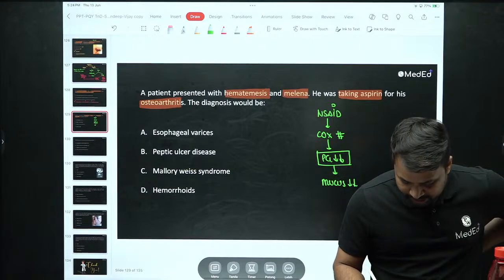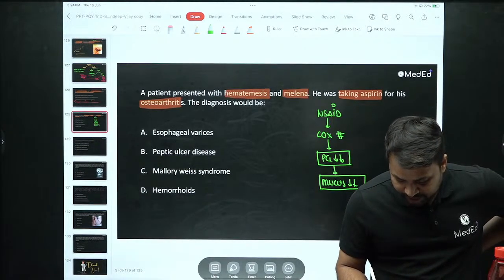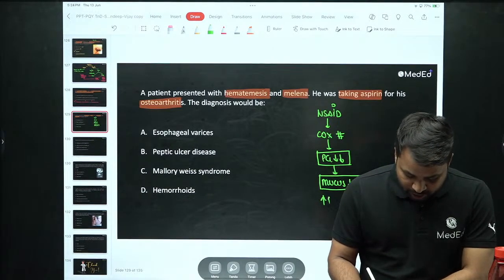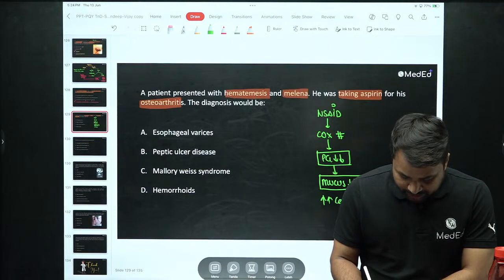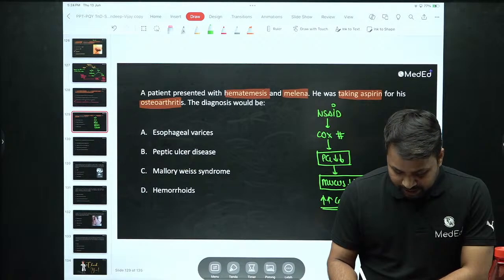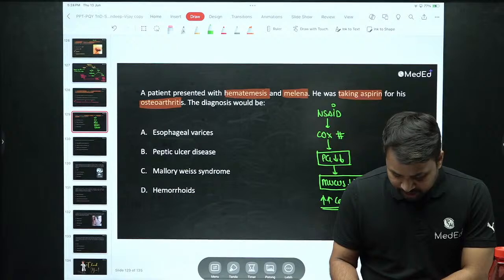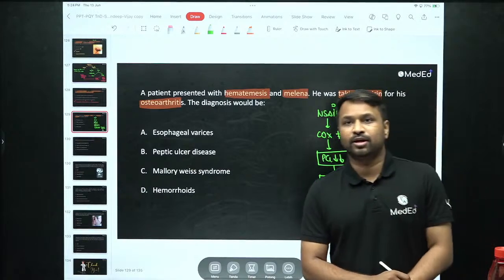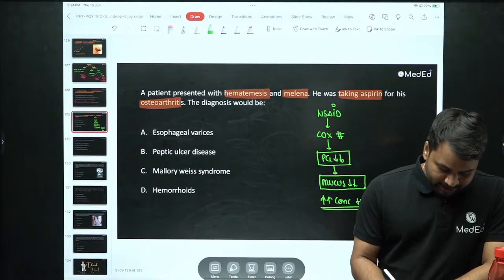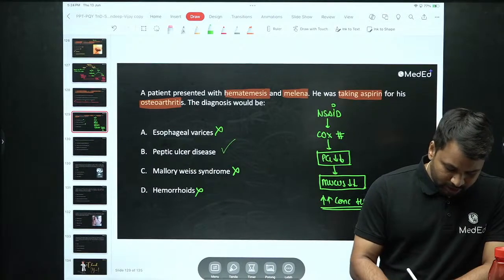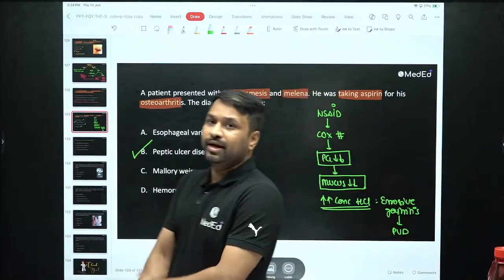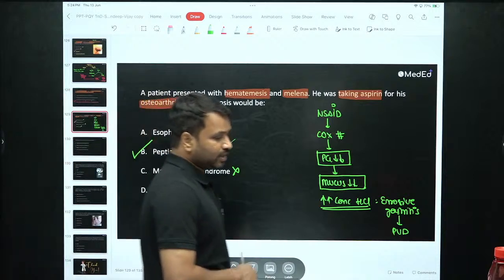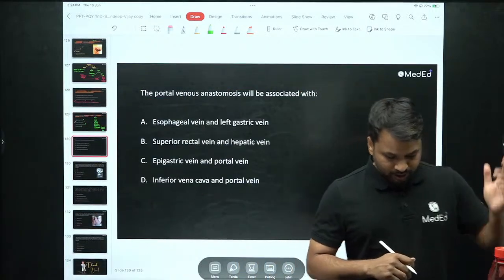So mucus decreases. If the mucus secretion decreases, what will happen? It will increase the concentration of the hydrochloric acid inside the stomach, which will result in erosive gastritis. So here it is an upper GI bleed secondary to an erosive gastritis, which can result in development of peptic ulcer disease, right? So what is the diagnosis? It is not varices. It could be a peptic ulcer disease, not a malaria, not hemorrhoids. Answer here is B for Bombay. It is your erosive gastritis causing upper GI bleed.